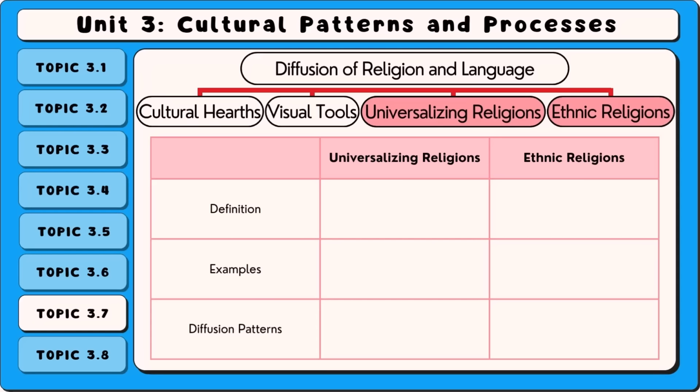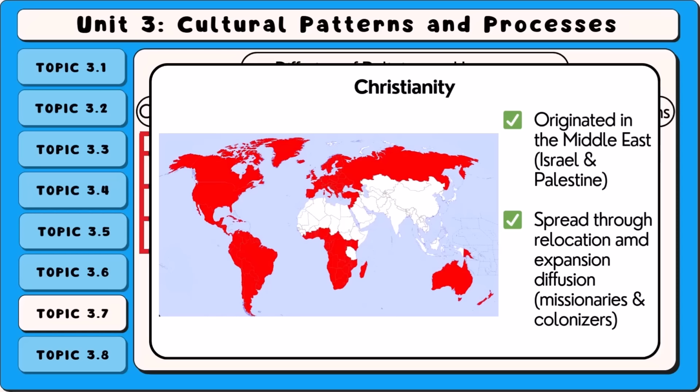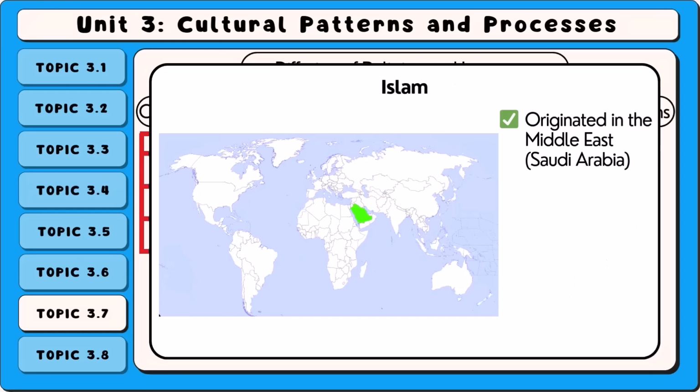Christianity originated in the Middle East, specifically in present-day Israel and Palestine. It spread through expansion and relocation diffusion as missionaries and colonizers carried it across the Roman Empire, into Europe, and eventually to the Americas, Africa, and Asia. Islam also began in the Middle East in what is now Saudi Arabia. It spread rapidly through expansion diffusion, especially military conquest, and through trade routes reaching North Africa, Central Asia, and parts of Europe. It also spread through relocation diffusion as Muslim traders and migrants settled in new regions.